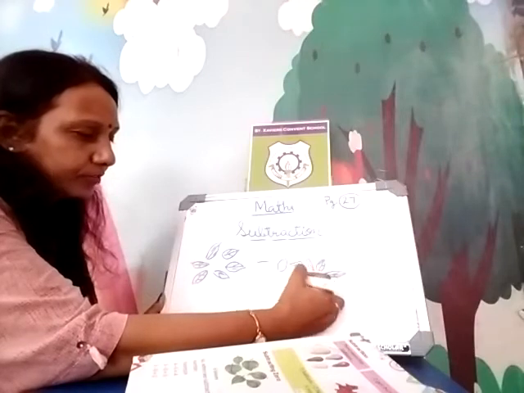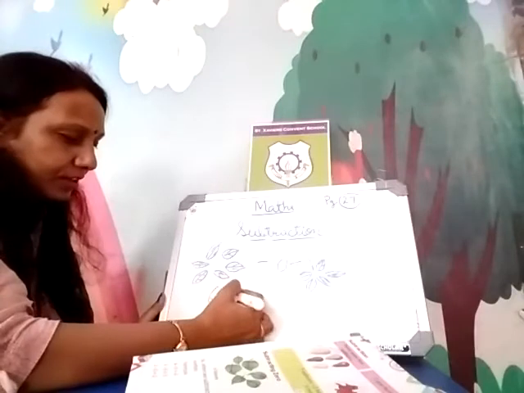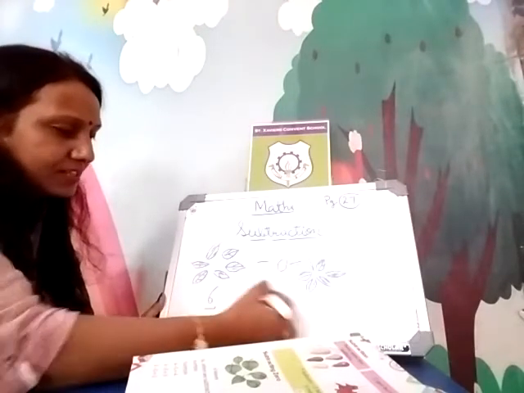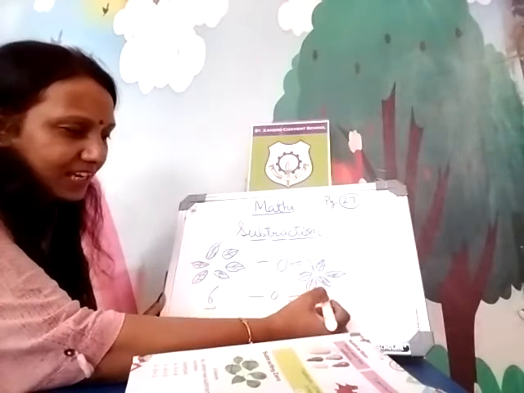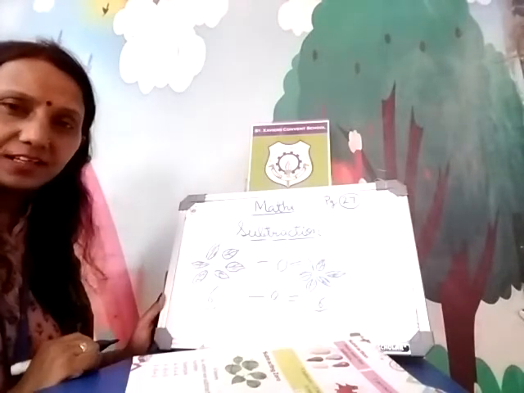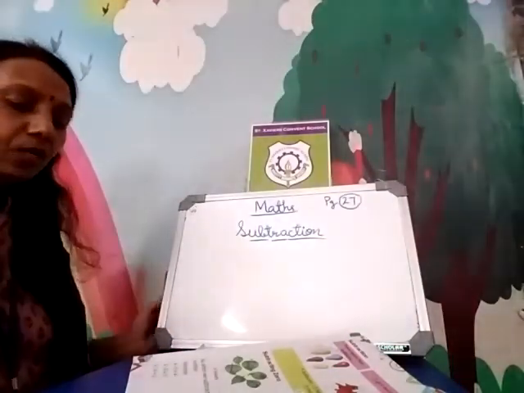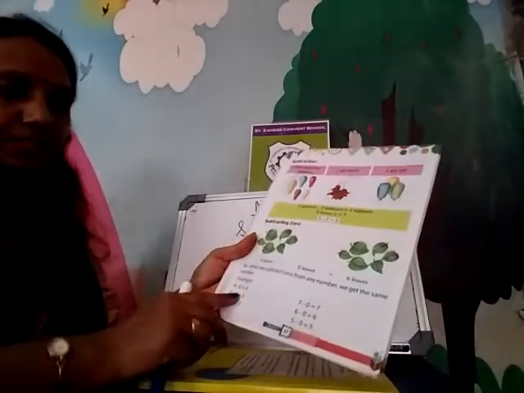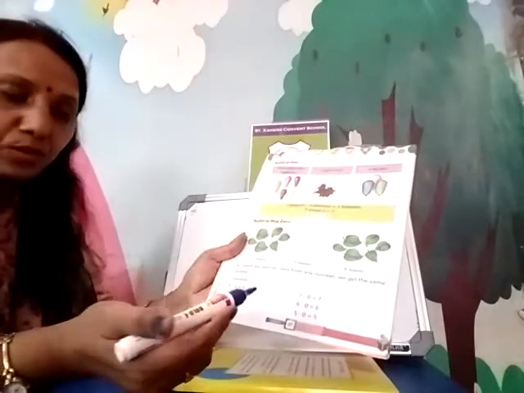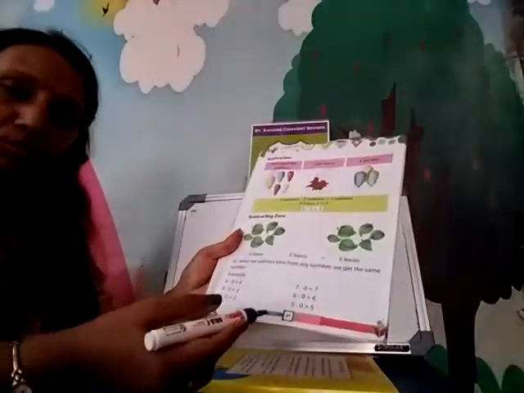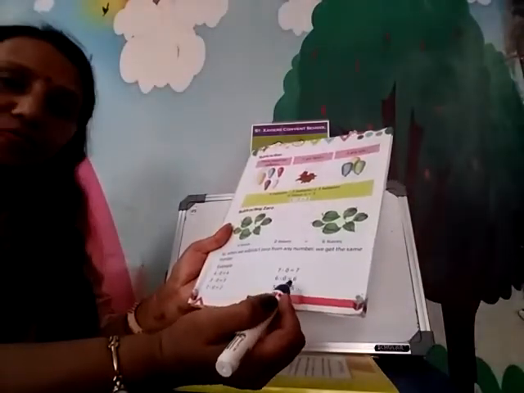Okay. How many leaves were there? 6. 6 leaves minus 0. How many left? 1, 2, 3, 4, 5, 6 left. So this is the answer. Alright. Subtracting by 0. Now, examples are there. 4 minus 0, 4. 3 minus 0, 3. 2 minus 0, 2. 7 minus 0, 7. 6 minus 0, 6. 5 minus 0, 5.